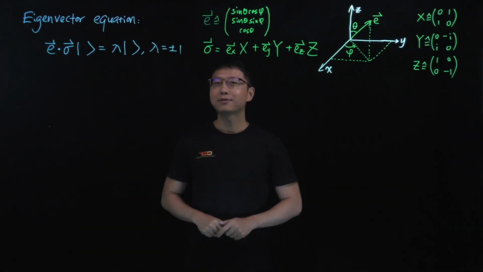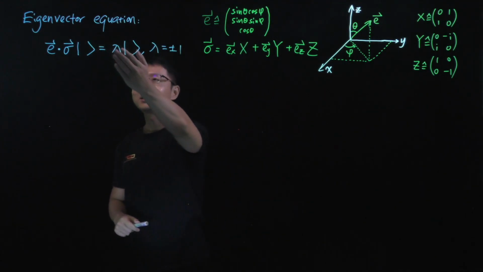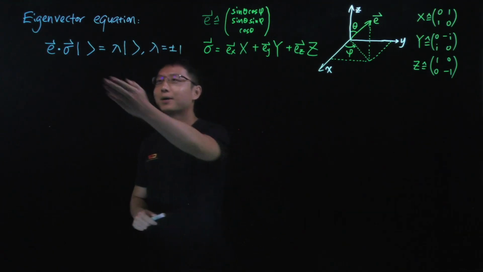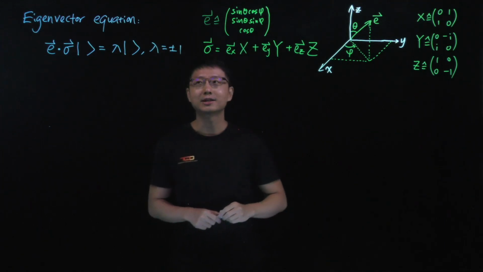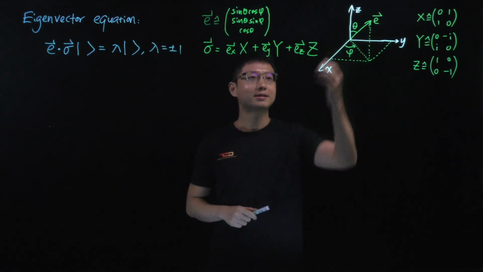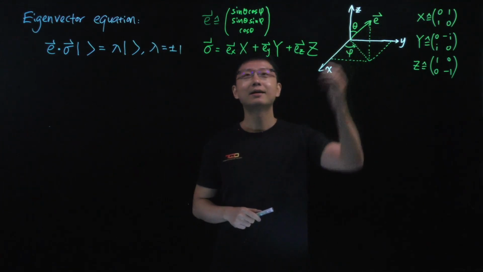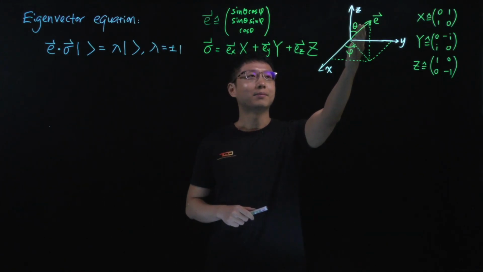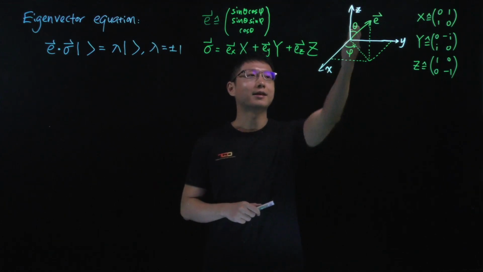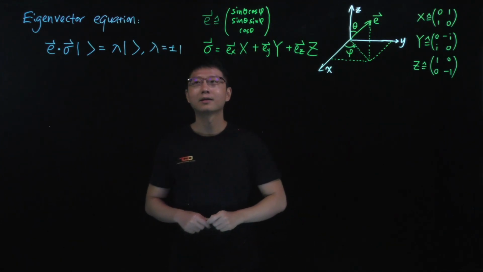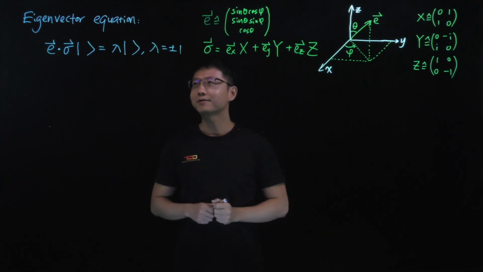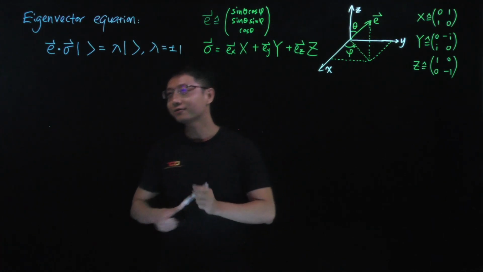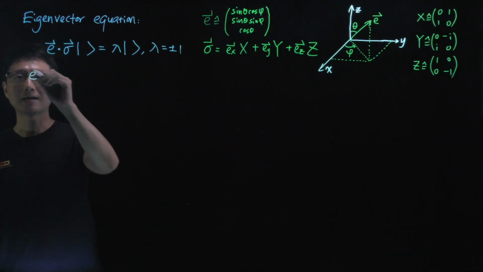Alright, previously we have arrived at this eigencat or eigenvector equation where E dot sigma is the Pauli operator in an arbitrary direction specified by the unit vector E parametrized using the spherical coordinates with the polar angle and azimuthal angle theta and phi respectively. So now our task is to solve this eigenvector equation. First of all, we have to work out E dot sigma.